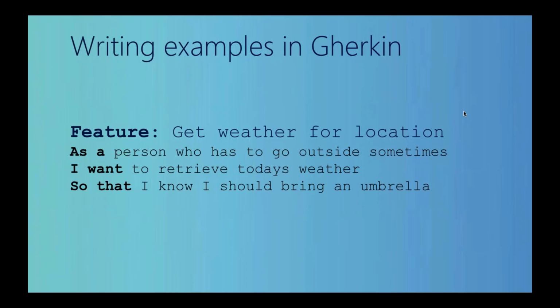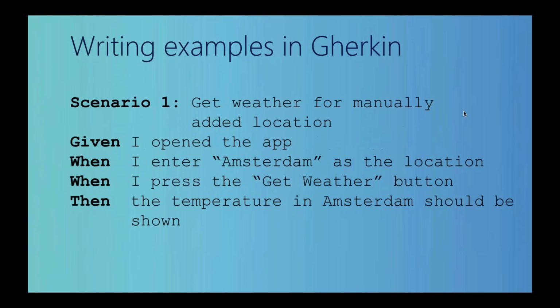And this is really specific for this feature, and for this feature we're going to think of certain scenarios. So okay, how are we going to get the weather, and what kind of locations can we enter? A scenario that could fit with this feature is getting the weather for a manually added location. Then we can say, well, given I open the app, when I enter Amsterdam as a location, and when I press the Get Weather button, then I want to assert that the temperature in Amsterdam is shown on the screen.